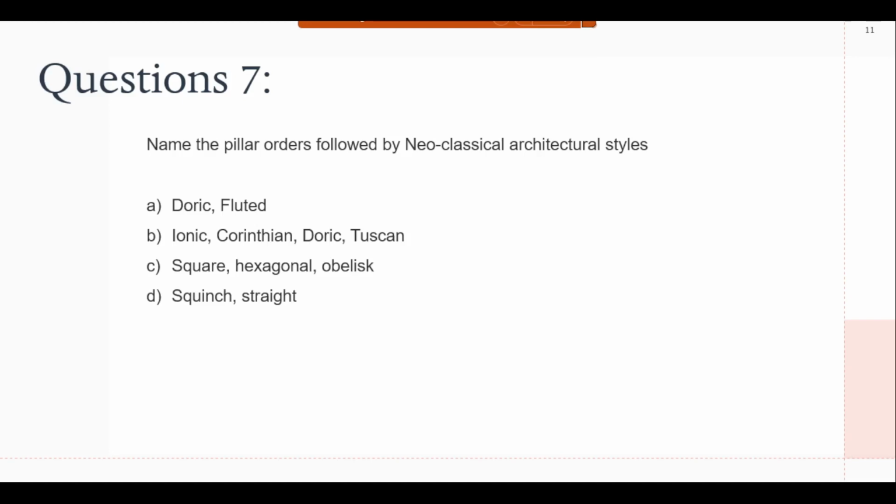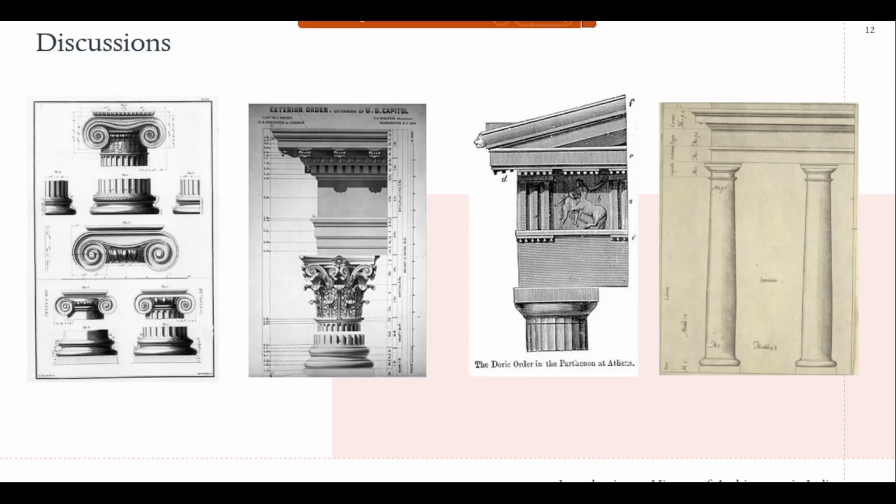So it is talking about the neoclassical architectural style. Which of the following are the pillar orders? Ionic, Corinthian, Doric, and Tuscan. Okay, so can you identify these? Which is Ionic, which is Tuscan, Doric or Corinthian?